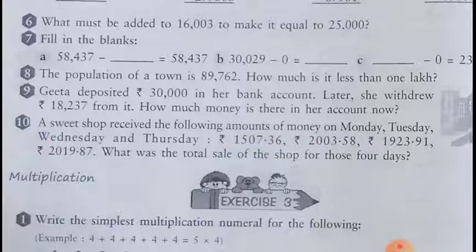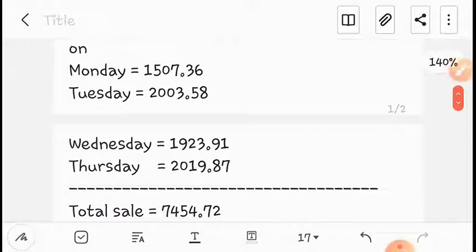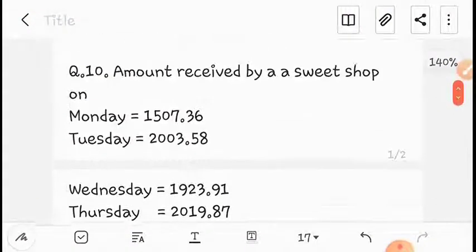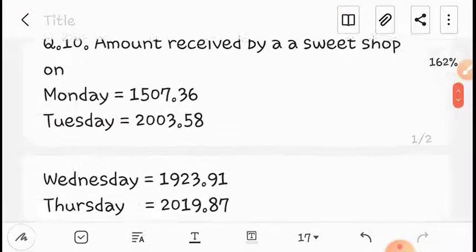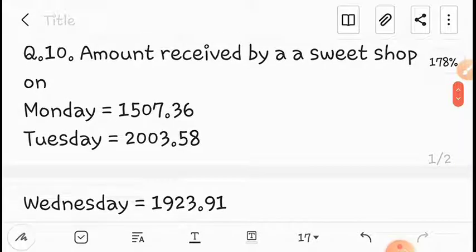It's very easy to do. Then also I have done it for you. So let us start question number 10. You see, so the question number 10, amount received by sweet shop.